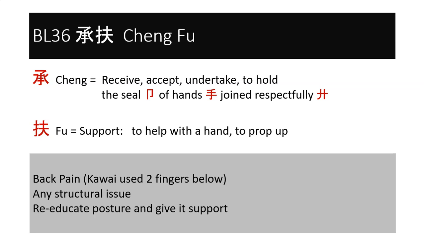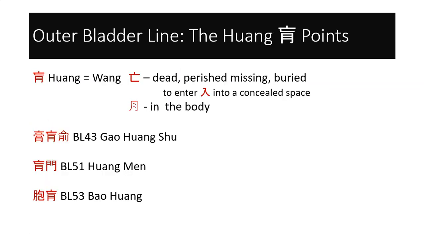It just has such an incredible name, but it has an incredible location. So the 2 match. Now, when we look at the bladder line, we're going to see a number of things. So we see the Huang points.